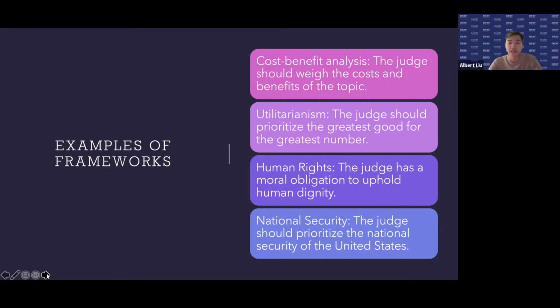The other one is utilitarianism. Utilitarianism is a philosophy where you're trying to maximize the utility, or make as many people happy as possible. Human rights is another branch of philosophy, where you're looking at moral obligation, human dignity, and human rights. Whichever side is going to benefit human rights the most is the one that the judge should vote for. The last one, which is really common on government topics, is national security. Any topic related to the United States and its national defense is going to look at national security as a value or framework to help frame the resolution and help the judge see what is important inside of the round.